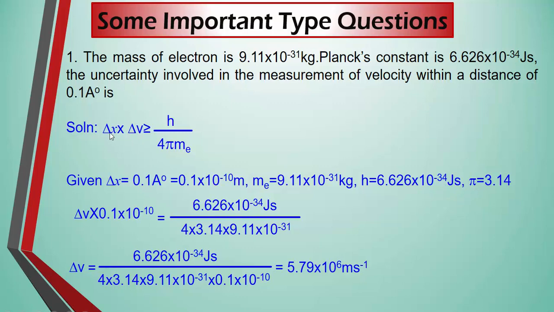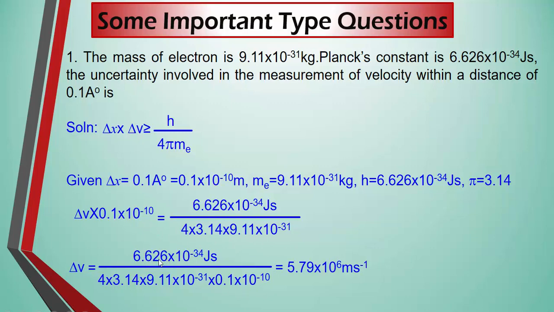Let's put these values according to the formula written here. Delta v we do not know, but we know delta x. So 0.1 into 10 to the power minus 10 meter times delta v will be equal to h, that is 6.626 into 10 to the power minus 34 joule second, divided by 4 as it is, pi value 3.14, and the mass of electron 9.11 into 10 to the power minus 31 kg. Because we have taken the value of delta x here, if you are equating it to delta v, delta x will come to the denominator. So now the entire thing is going to be the same. Along with this, you take this delta x value down, which I have written here.